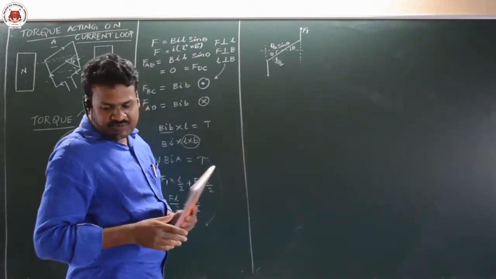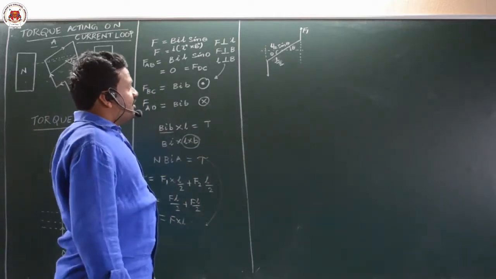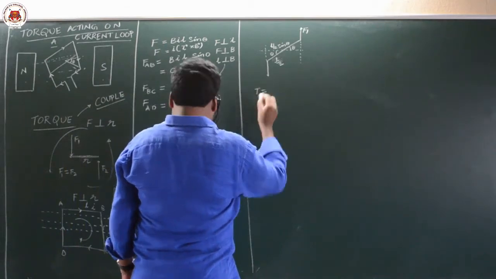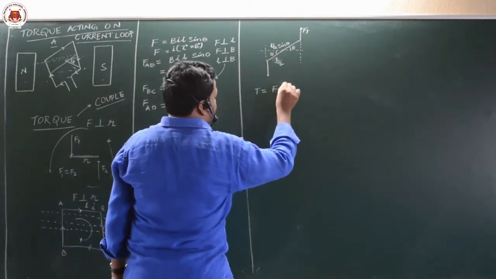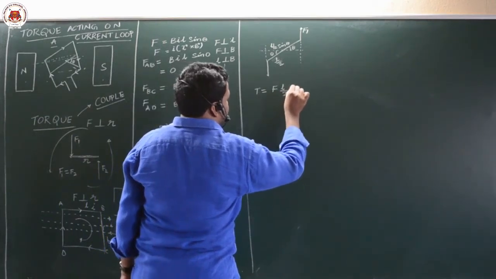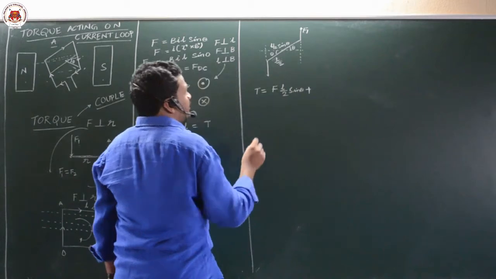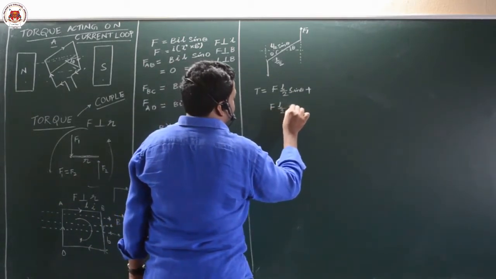So when the coil is making a certain angle, then torque is equal to, if you write like this, F into L by 2 sin theta plus F into L by 2 sin theta.